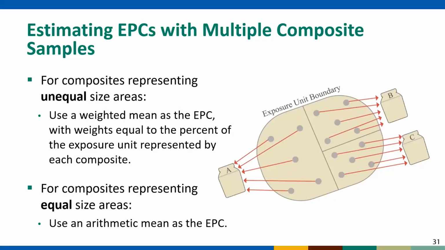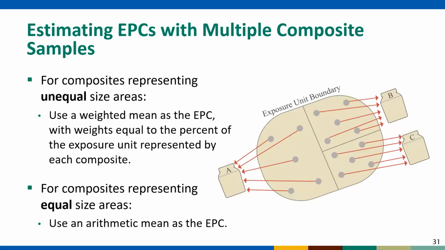As far as how to estimate EPCs with multiple composite samples collected in an exposure unit, you first need to determine whether the composite samples represent equal size areas of the exposure unit. For composites representing unequal size areas, ATSDR recommends using a weighted mean as the EPC, with weights equal to the percentage of the exposure unit represented by each composite sample. The figure on the slide shows an example of this.